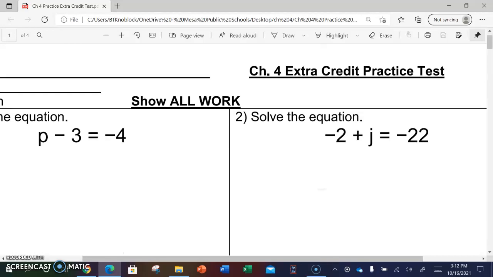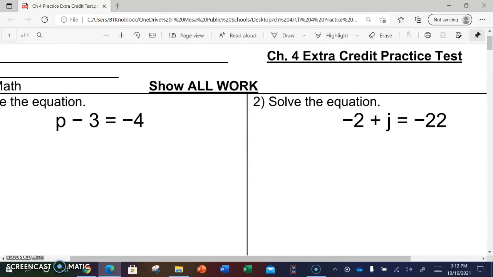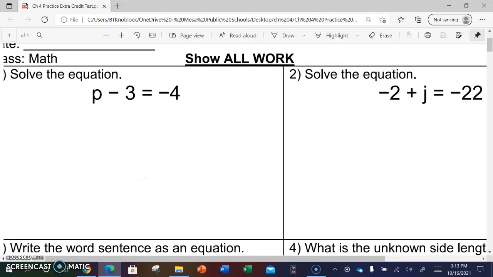All right, so you guys, the Chapter 4 extra credit practice test ended up being your test. So now you got to do test corrections on the ones you missed.